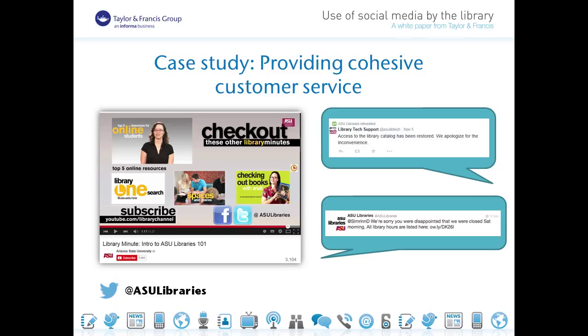Going on then to also look at their Twitter feed, they demonstrate fast individual responses to queries, and show an integrated approach with other areas of the university, such as retweeting messages from the IT support feed to notify students of technical issues within the library catalogue.